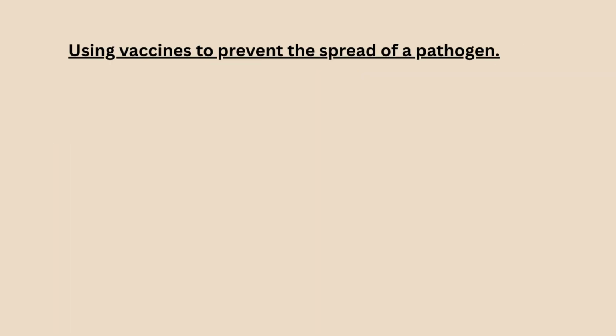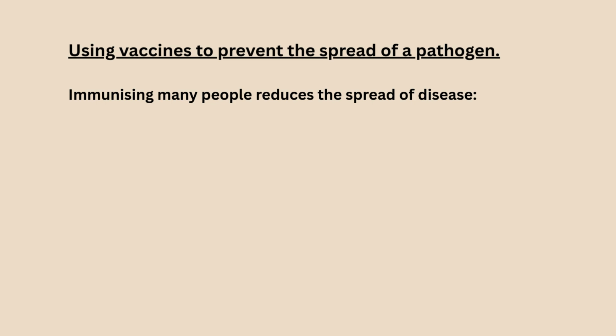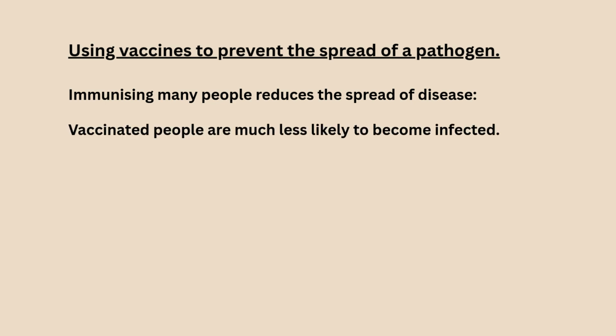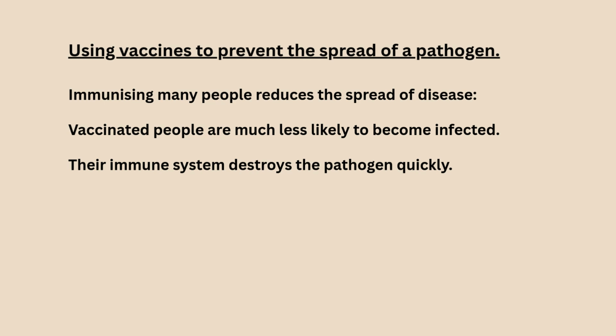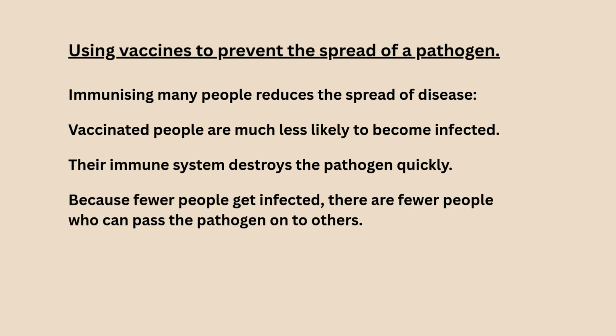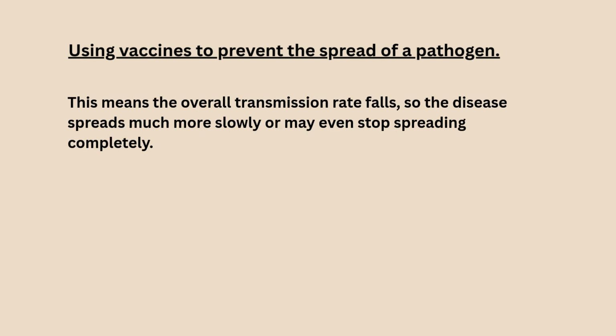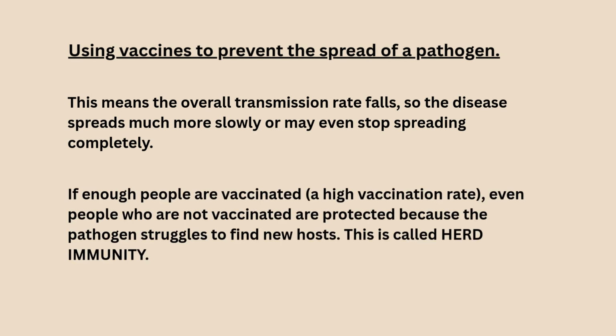Using vaccines to prevent the spread of a pathogen, immunizing many people reduces the spread of disease. Vaccinated people are much less likely to become infected. Their immune system destroys the pathogen quickly. Because fewer people get infected, there are fewer people who can pass the pathogen on to others. This means the overall transmission rate falls, so the disease spreads much more slowly or may even stop spreading completely. If enough people are vaccinated so there is a high vaccination rate, even people who are not vaccinated are protected, because the pathogen struggles to find new hosts. This is called herd immunity.